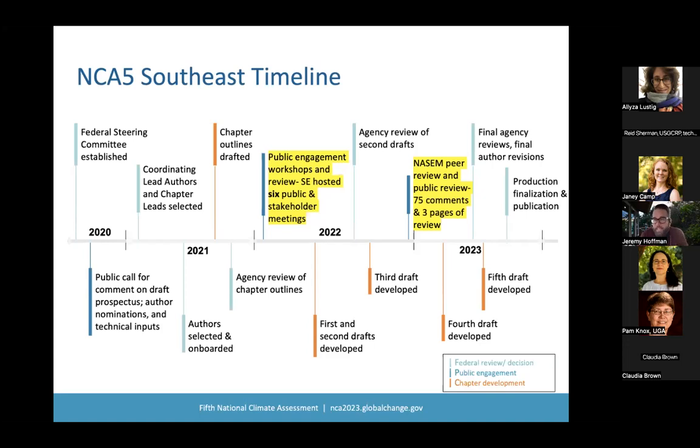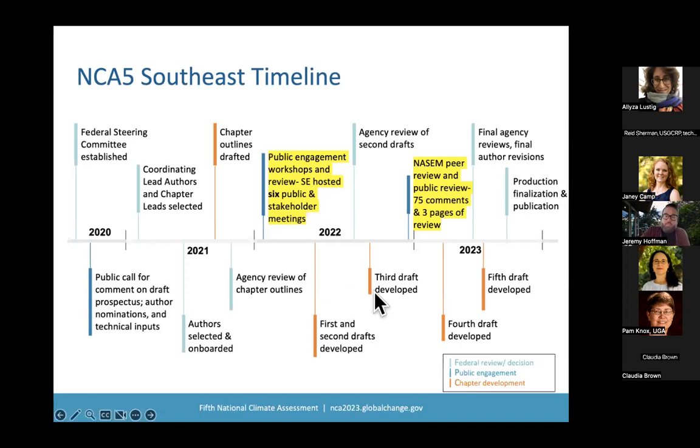Now, I wanted to also highlight the fact that we went through, as you heard, this peer review process on several occasions. We had 3 entire pages of narrative review from the National Academies, which greatly improved our chapter, as well as 75 comments from public reviewers that participated in that process. I want to say again, thank you to everyone that put time into helping us refine and make this chapter what it is today.